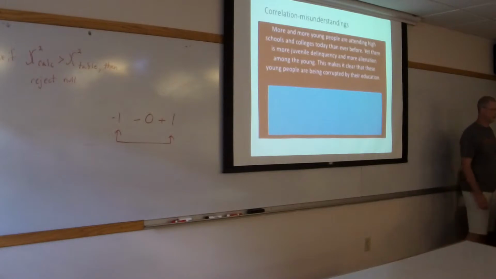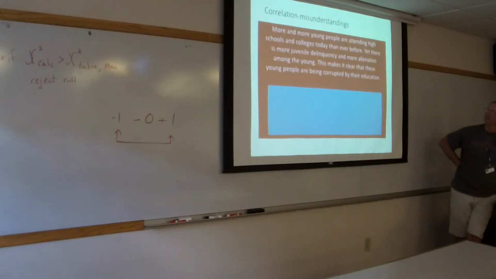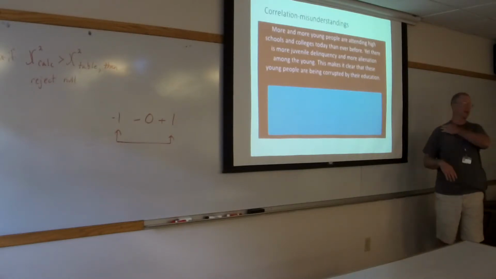So we have several good examples of misunderstanding. More and more young people are attending high school and colleges today than before. There's more juvenile delinquency and more alienation among the young. It's clear that these young people are being corrupted by their education. Because we have more people here, you can show a numerical relationship.